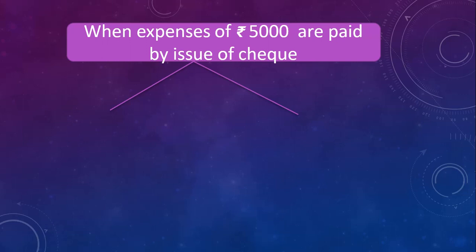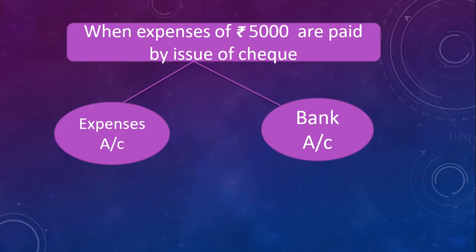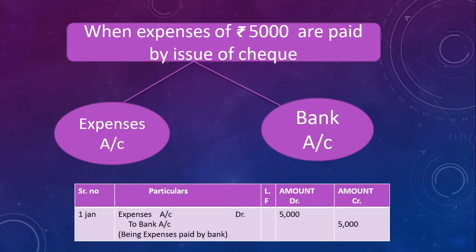Next, when expenses of rupees 5,000 are paid by issue of check. Expenses paid by issue of check means expenses are paid by the mode of bank. So the entry will be expenses account debit to bank account.